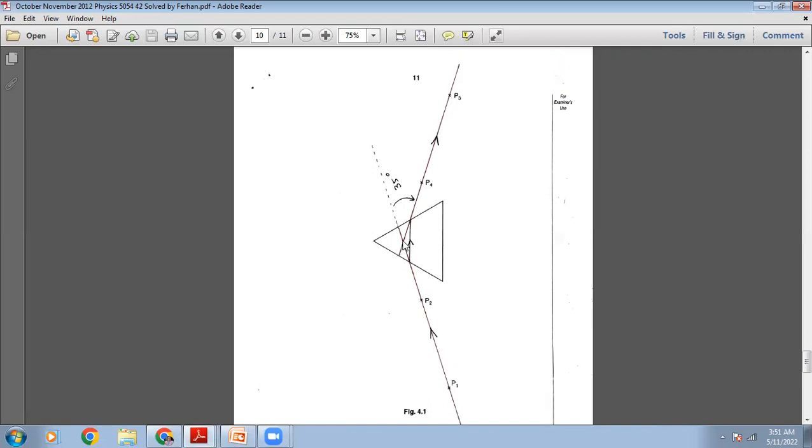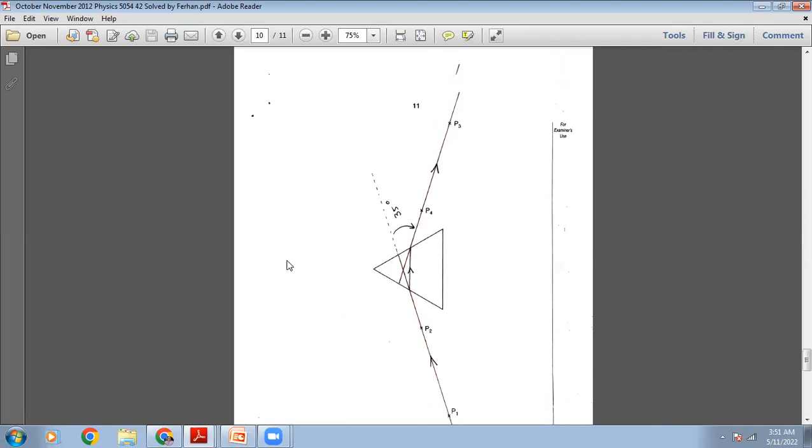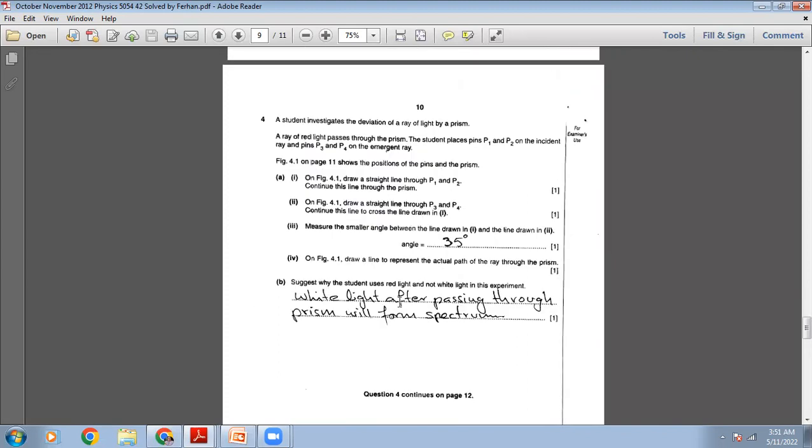Put the cross of the D here, put the 0 of the D here, and then check what is the angle between these two lines. That will be 35. So that's why I put 35 degrees here.